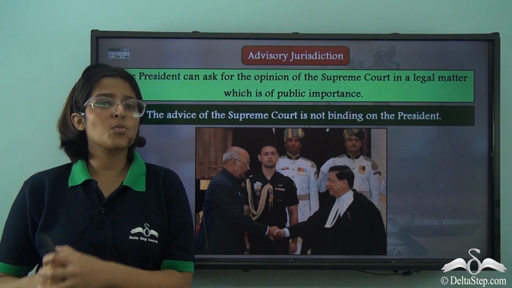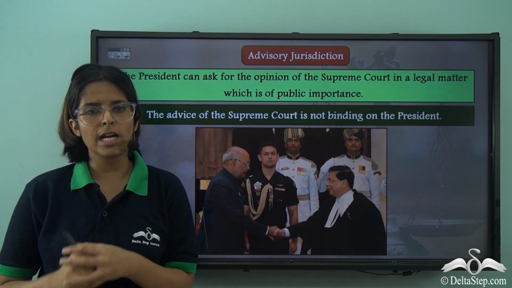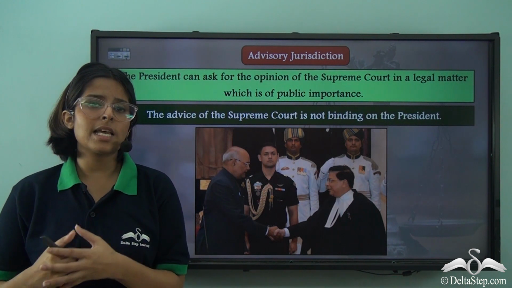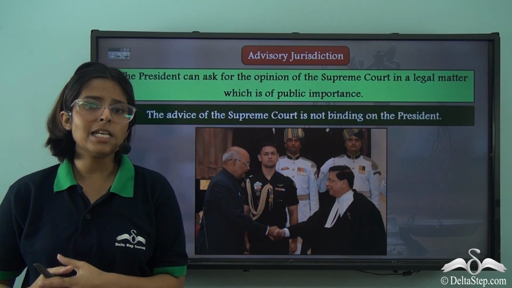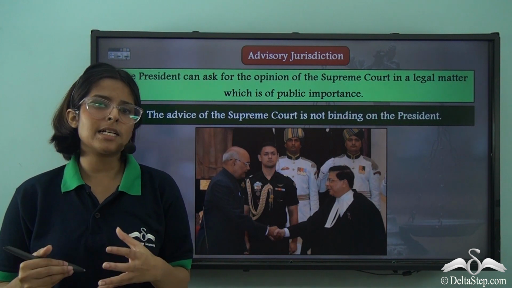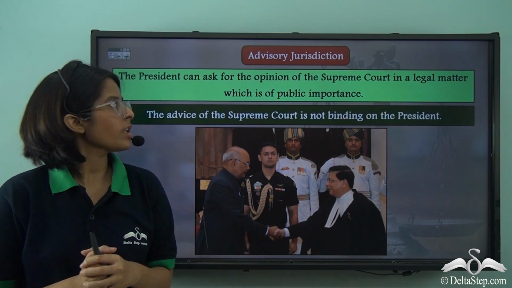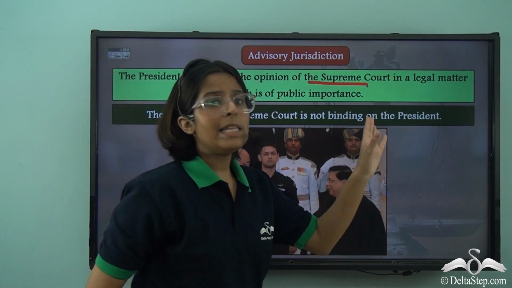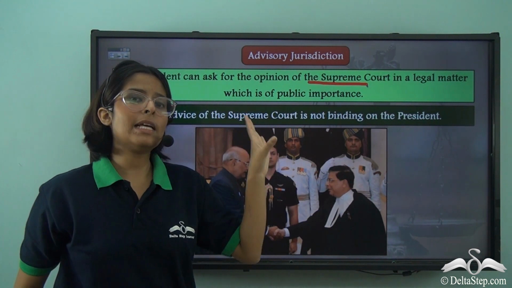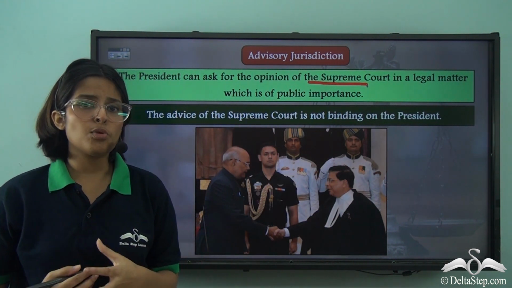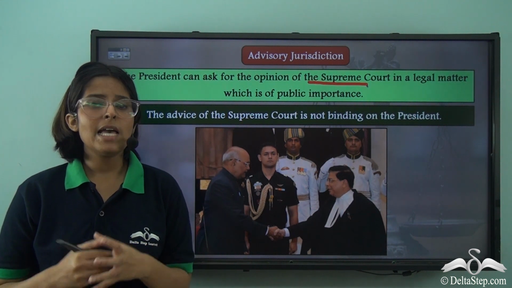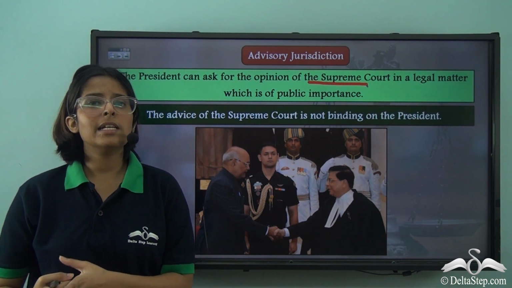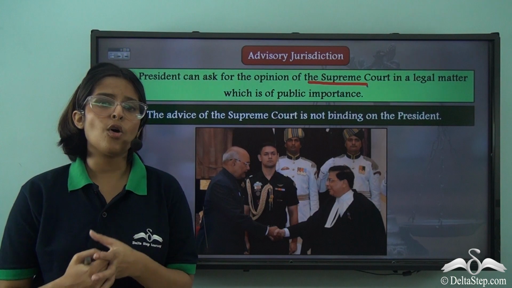Now also, since the Supreme Court is the highest judicial authority in the country, the Supreme Court has some other functions. So the President can ask the Supreme Court to give advice on certain important matters that concern the interests of the whole country. So the President can ask the opinion of the Supreme Court in a legal matter which is of public importance. So since the Supreme Courts are the highest courts of the country and they have a vast knowledge in the legal field, the President might feel that a legal matter needs an advice of the Supreme Court.